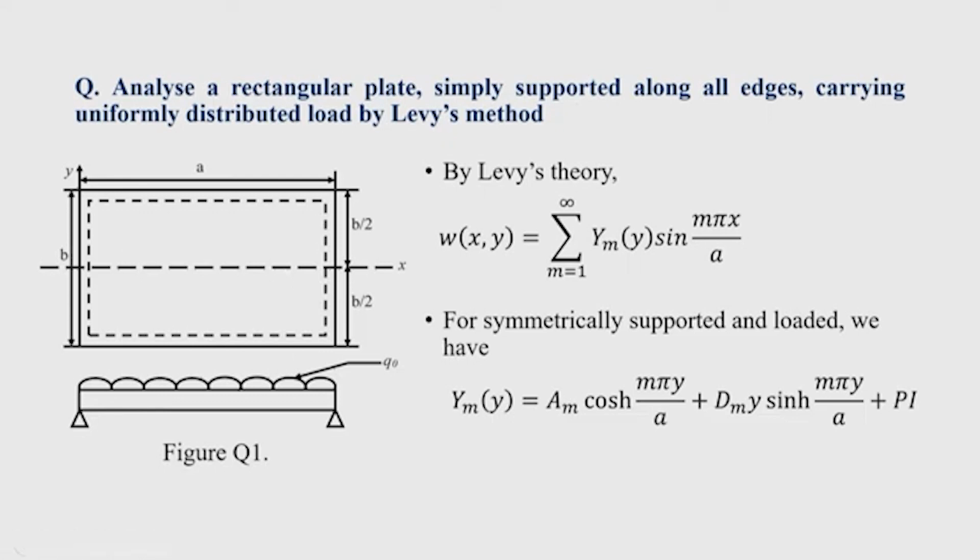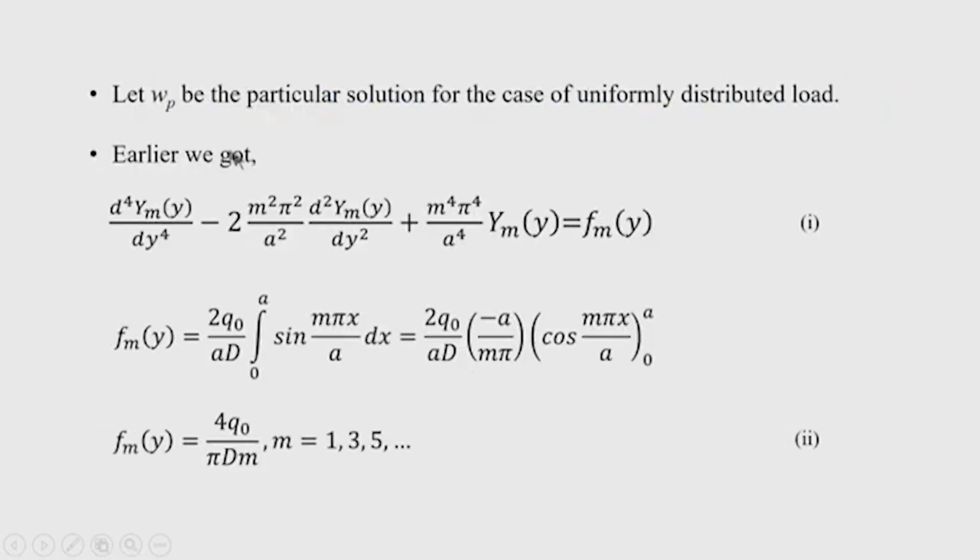So, q naught is expressed as load per unit area, and because of the loading the particular integral is non-zero, and we have to consider this particular integral in this expression. All right. Now, let W be the particular solution for the case of uniformly distributed load. Now, here there are different ways of solving the non-homogeneous differential equation.